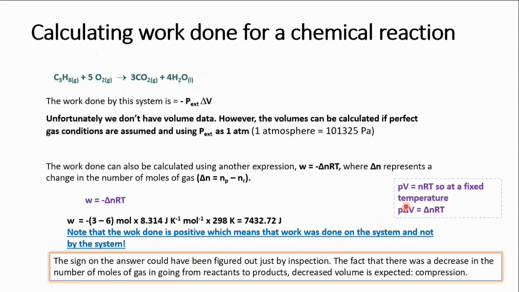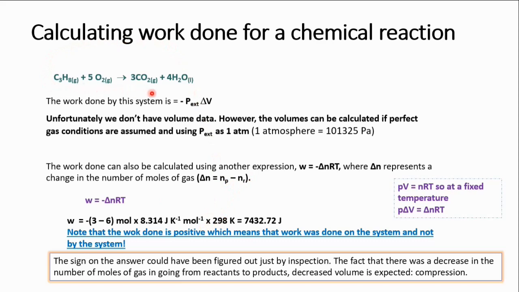Now, PV is equal to nRT. P delta V is equal to delta nRT. What this means is that wherever you have P delta V, you could replace that with delta nRT. For example, in this equation, you have P delta V. Replace the P delta V with delta nRT. So the work done by this system can be calculated by minus delta nRT as shown here. But what is delta n? Delta n is just the change between the number of moles of gaseous products and the number of moles of gaseous reactants.